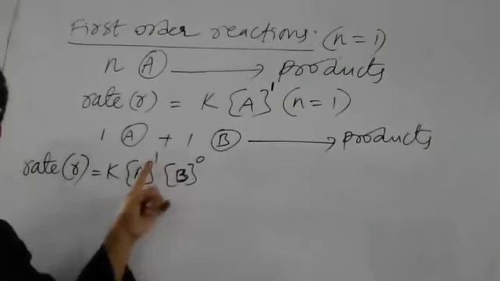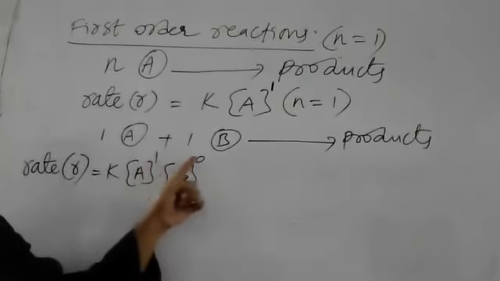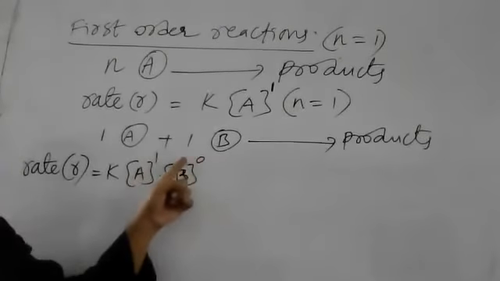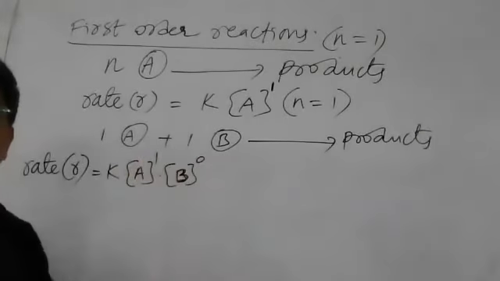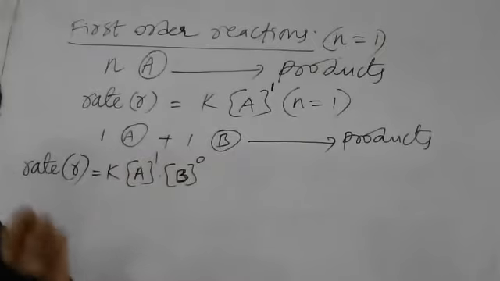The power of concentration of A is 1, the power of concentration of B is 0. So the sum of the powers, 1 plus 0, how much? 1. So what is the order of reaction? 1. Is that clear now?